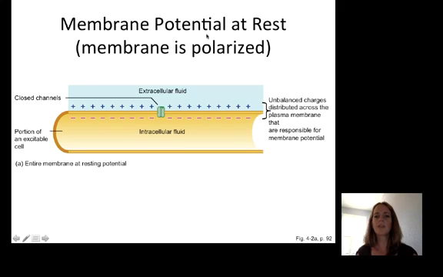So membrane potential at rest is this kind of situation. Lots of positive ions accumulating outside, negative accumulating inside. The intracellular fluid, or the inside of the cell, is more negative than the outside. And this is solely due to more sodium compared to potassium and negative anions inside the cell.